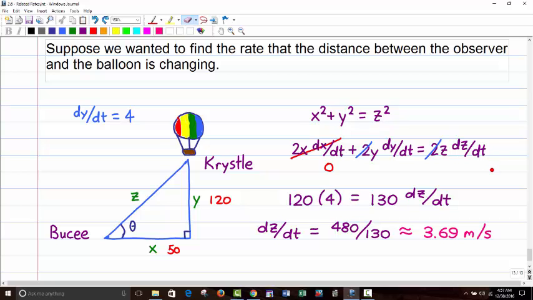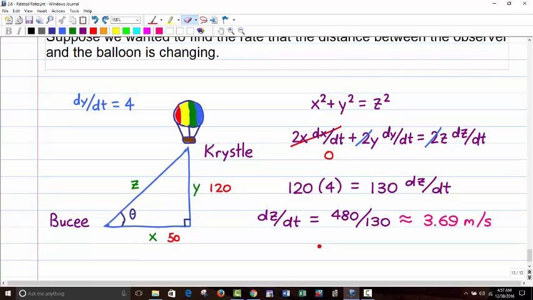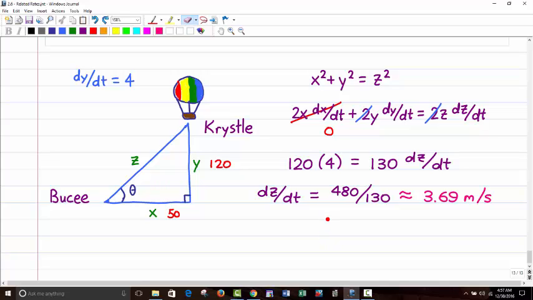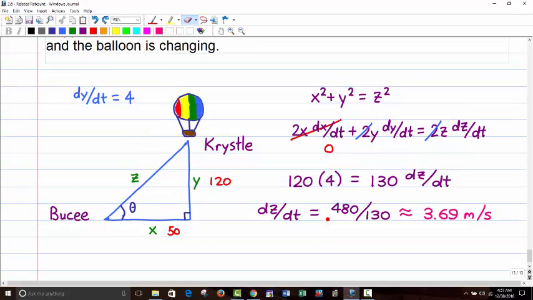All right, so all the x stuff's gone. I got rid of the 2's. You don't have to, but y is 120. The dy dt is 4, positive. 130 was the z that we found up on the last page, times dz dt. That's our unknown, so do a little simple algebra. You get 480 divided by 130, roughly about 3.69 meters per second.